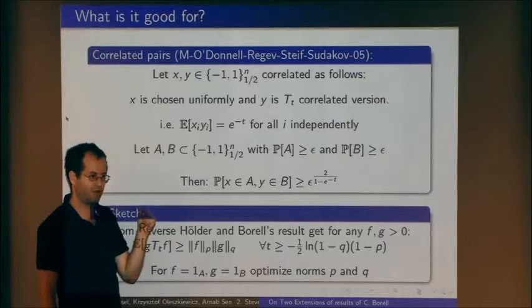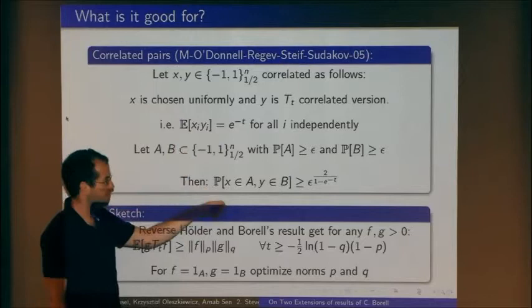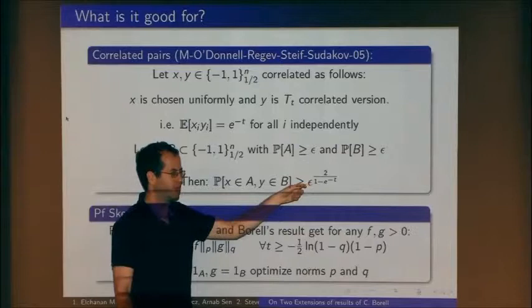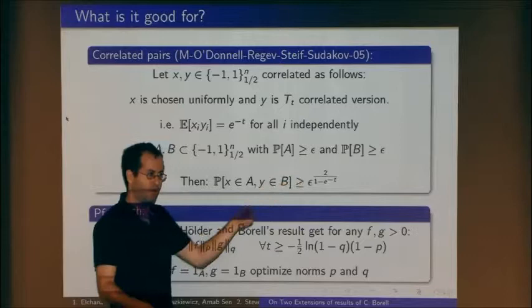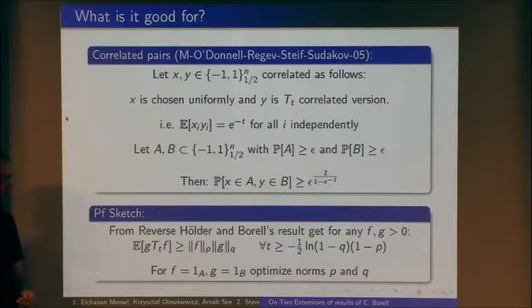So when t goes to infinity, x and y become independent, and then you get the trivial bound epsilon squared. And the closer t is to zero, the higher the power of epsilon is. So the more correlated x and y are, the higher the power you get, but still you get some result. This is a statement about the e to the minus t noisy hypercube expansion, right, so it's some statement about expansion.